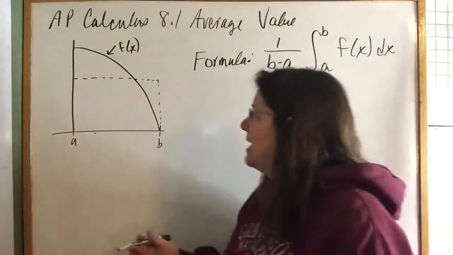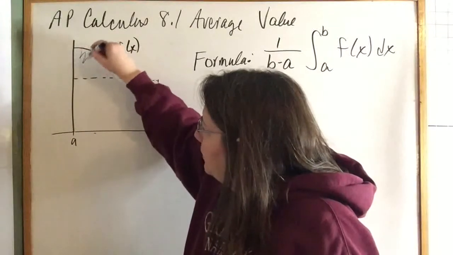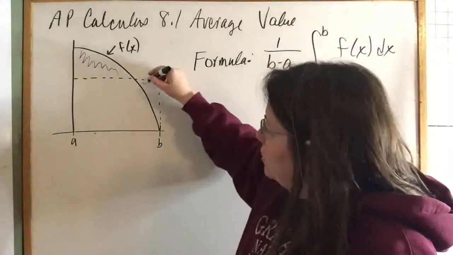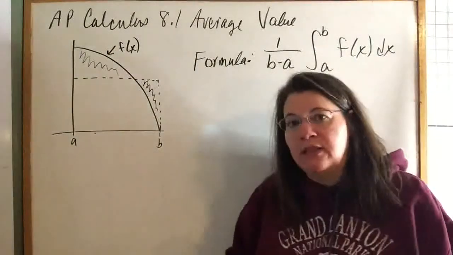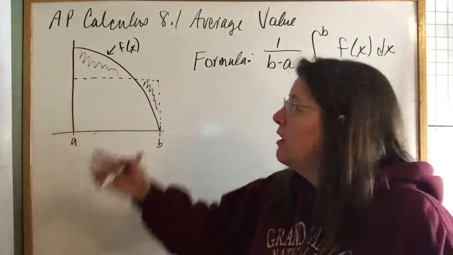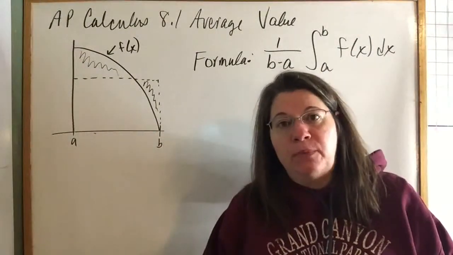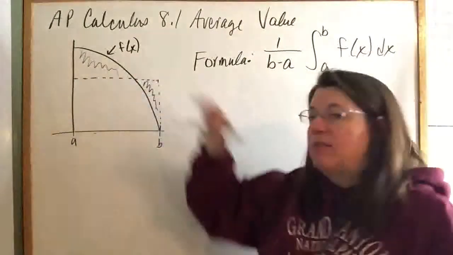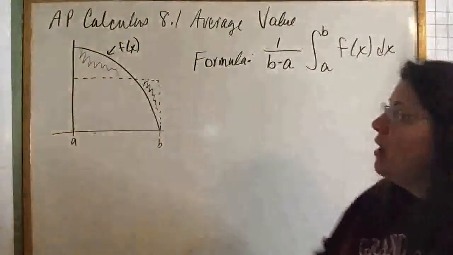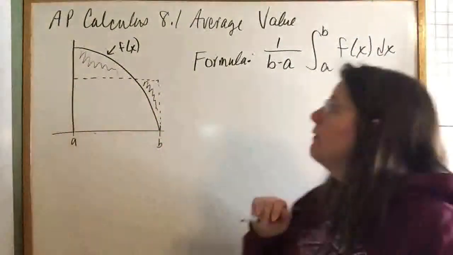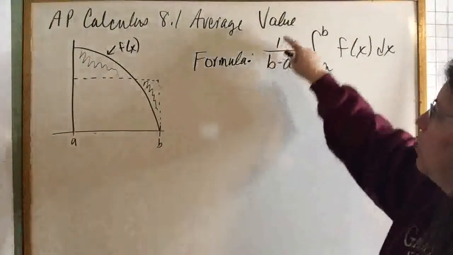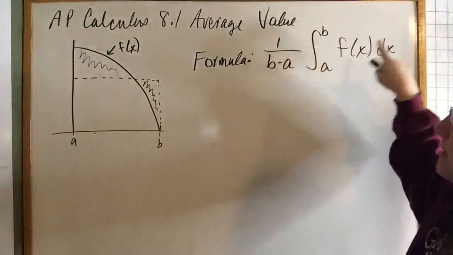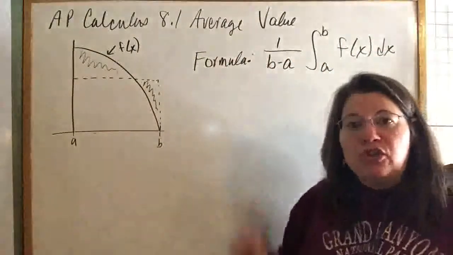And the idea is that the portion of the f of x function that's not included in the rectangle is equal to the portion of the rectangle that lies above the curve, giving you the average value that is very close to what the actual area under the curve would be. In order to do that, they would give us the a and b values and the function. Then to find the average value, we would use the formula 1 over b minus a times the integral from a to b of f of x dx.